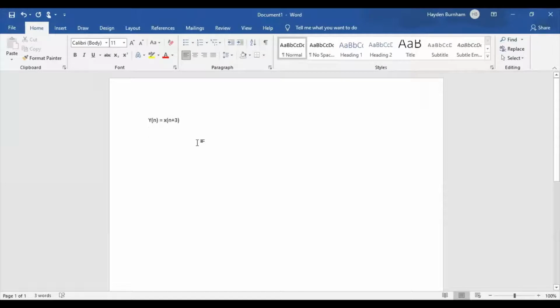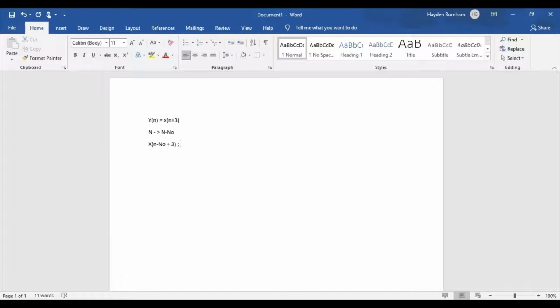So the first thing you do is take n and change it to, let's say, n minus n naught. That just means I'm shifting the system. So you would have x of n minus n naught, and that would be plus 3, because it still would be there, right? So that's the first thing you do.